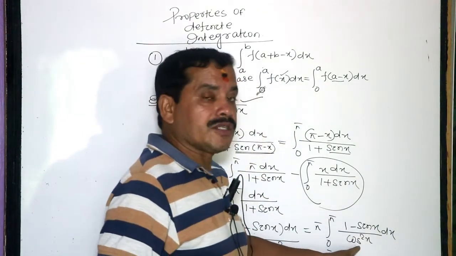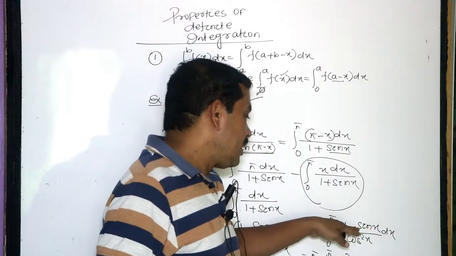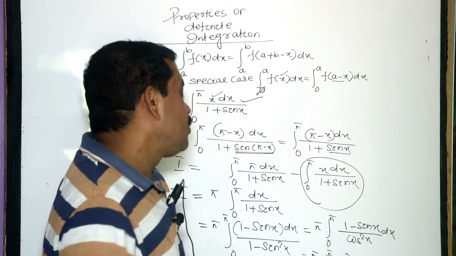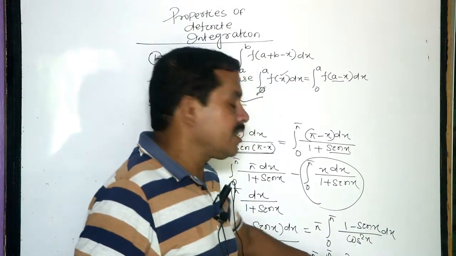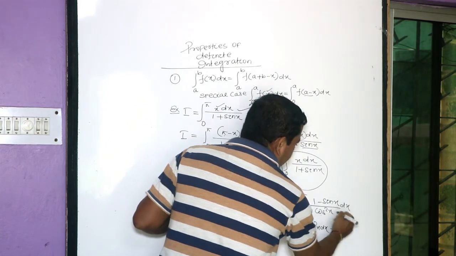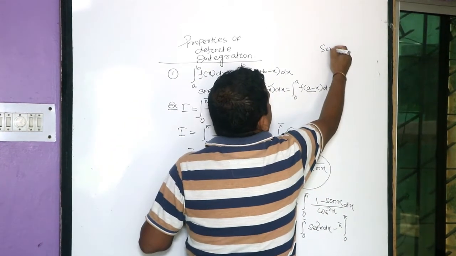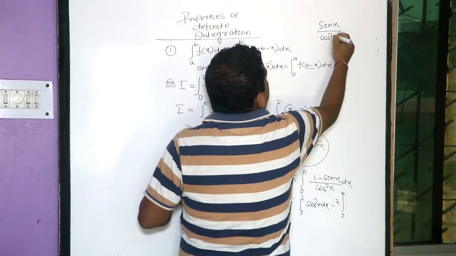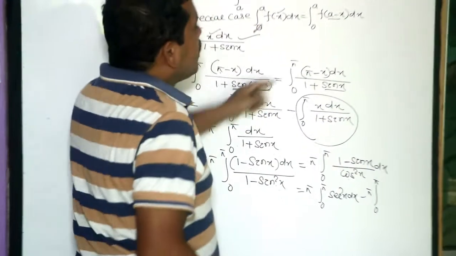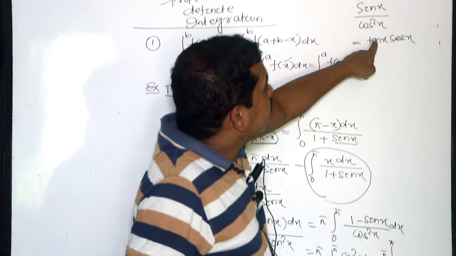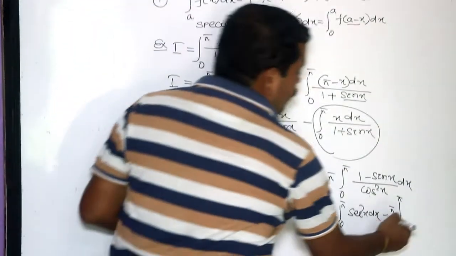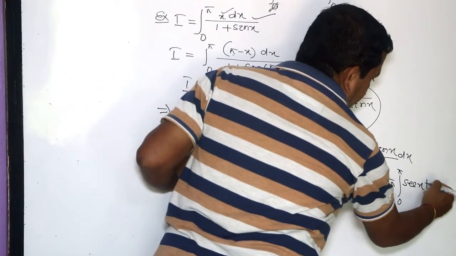1 minus sin x by cos square x: in the numerator there are two terms and the denominator is a single term, so we divide it into two parts. One is 1 by cos square x, that is sec square x, and another is 0 to pi sin x by cos square x. Sin x by cos square x is the same as tan x into sec x, because sin x by cos x is tan x and the other 1 by cos x is sec x, that is sec x tan x dx.